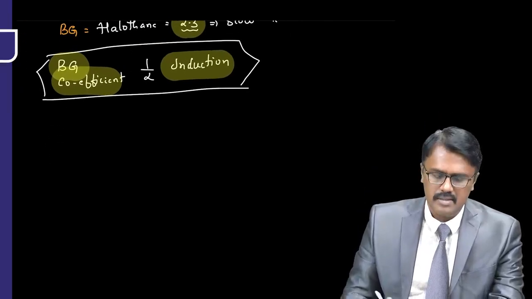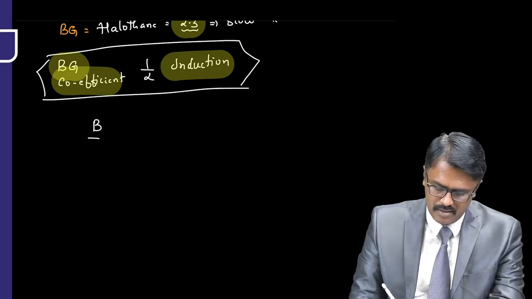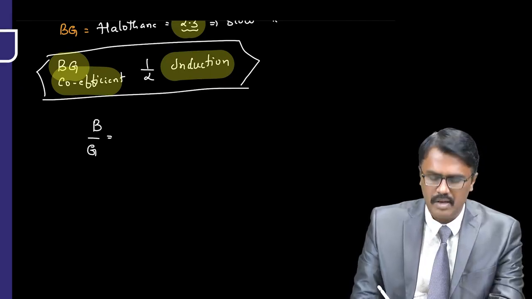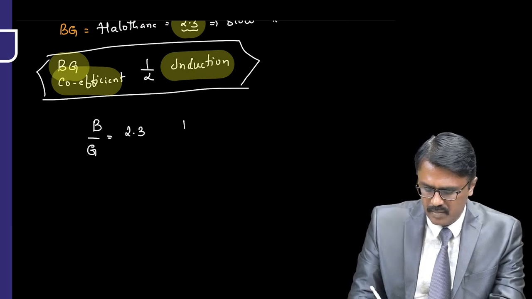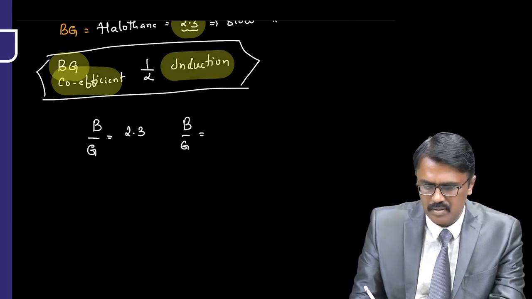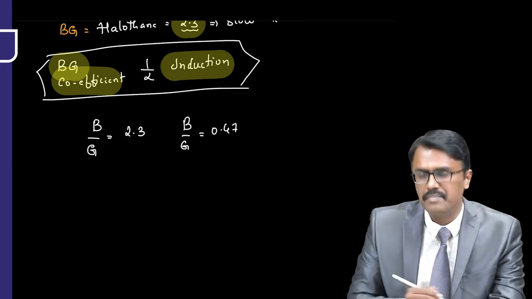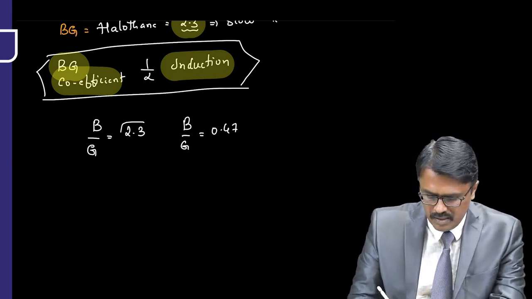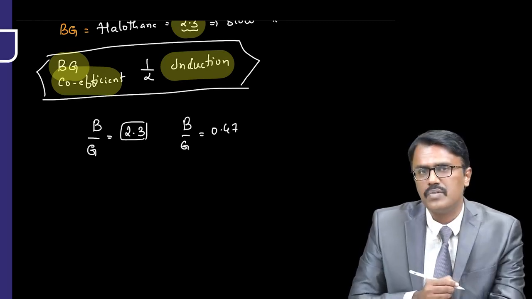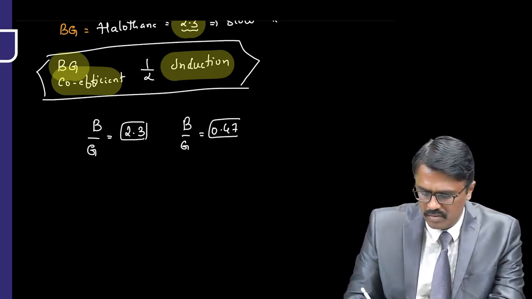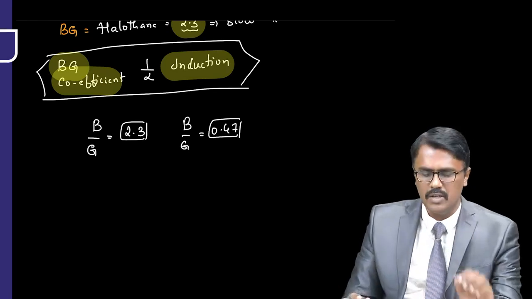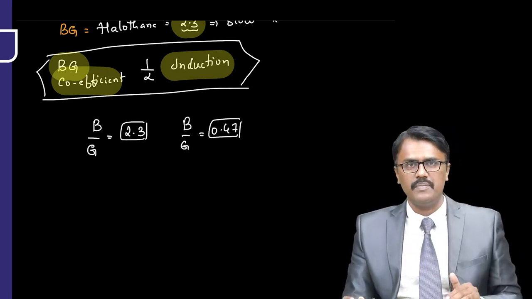So you can write like this, blood gas. If the value is 2.3, blood gas, if the value is 0.47. So higher the value, slower induction, lower the value, faster induction, that's it. So that is about how the drug is absorbed and how the drug enters the brain.